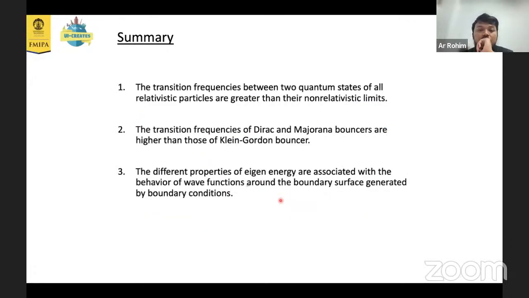Okay, then I would like to summarize the present discussions. If we consider the transition frequencies of relativistic bouncing particles in the context of Dirac particles, we found that the transition frequencies between two quantum states are greater than their non-relativistic limits. And yeah, the different properties of the eigenenergy may be associated with the different boundary conditions that we impose.